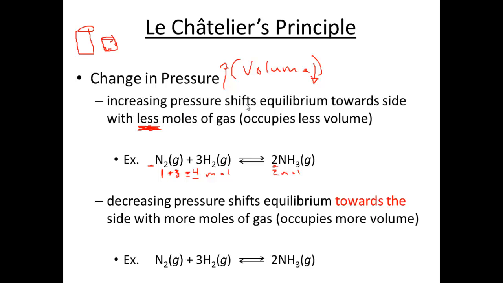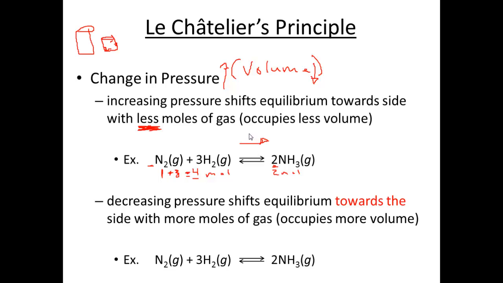Now again, if I ask you, I think on number C1, if we're going to decrease the volume, so if we're decreasing the volume, we're increasing the pressure. So if we're increasing the pressure, we're going to shift to the side with less moles of gas. We're going to be shifting this way.